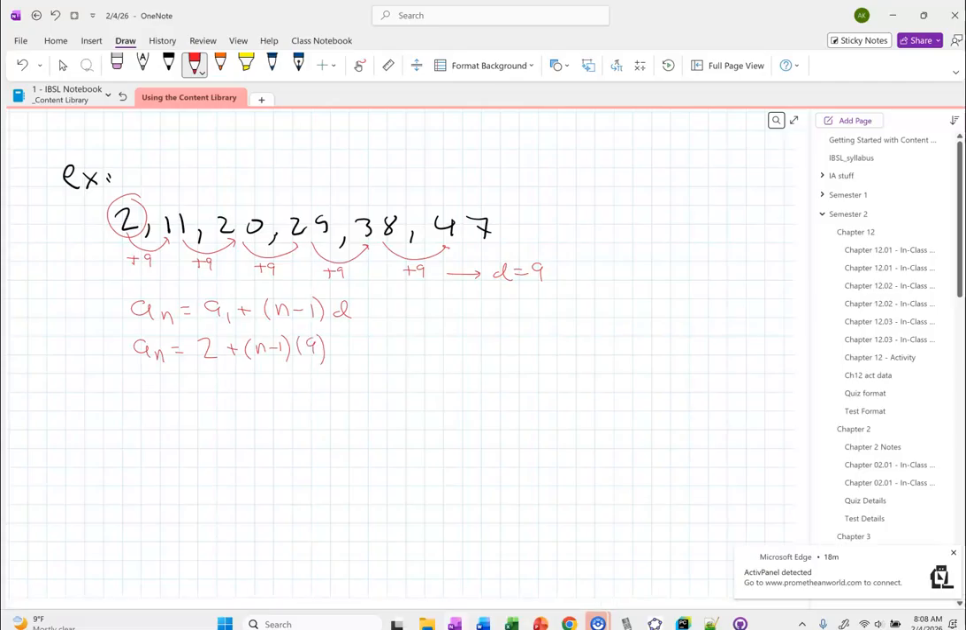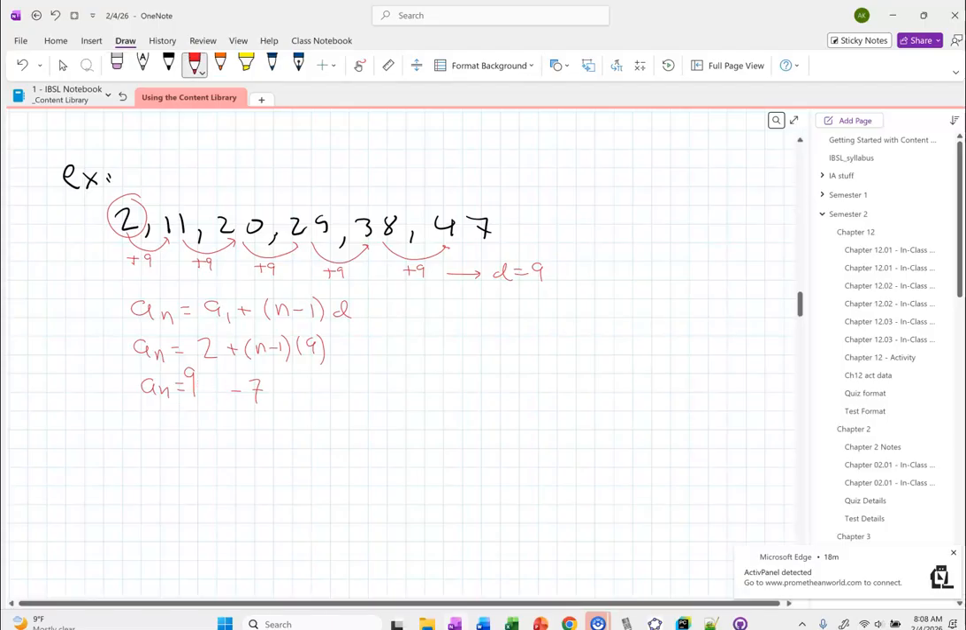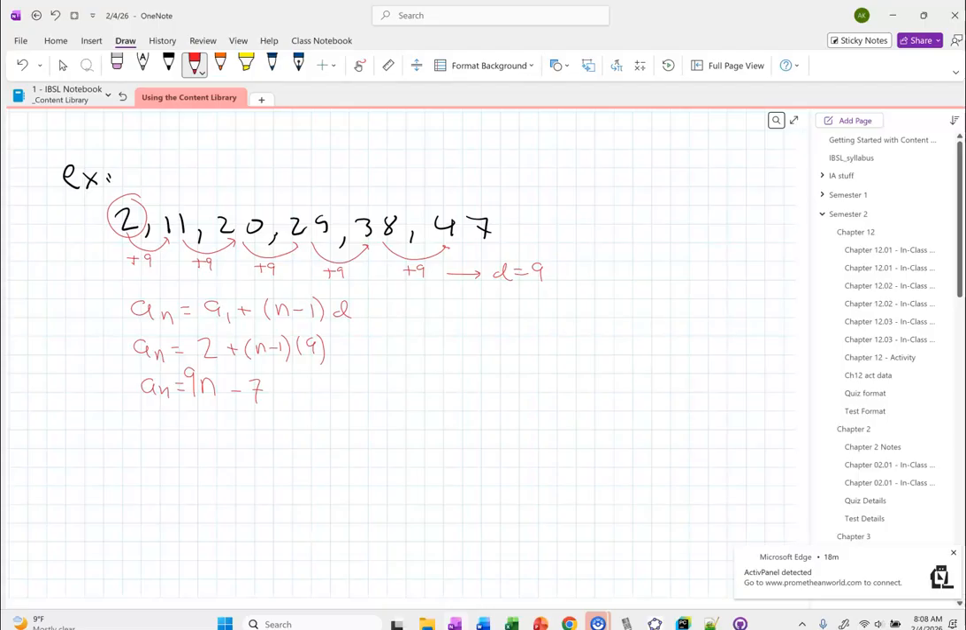And then I'm just going to clean this up a little bit. Oh my goodness. That 9n turned into A sub n on me. 9's and A's. Everybody good with how we got the explicit formula?